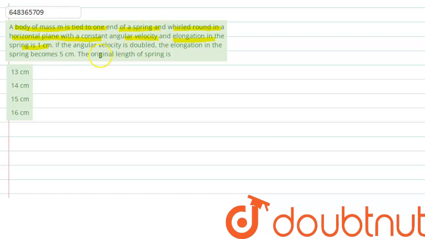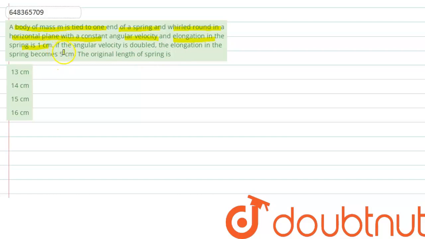So what the question is saying is that a body of mass m is tied to one end of a spring. So there is a spring and there is a mass m. So it is tied to it and wheeled around a horizontal plane. So it is going through a circular motion in a horizontal plane and its angular velocity is constant, elongation is given 1 centimeter. The angular velocity is doubled, the elongation in the spring becomes 5 centimeter.